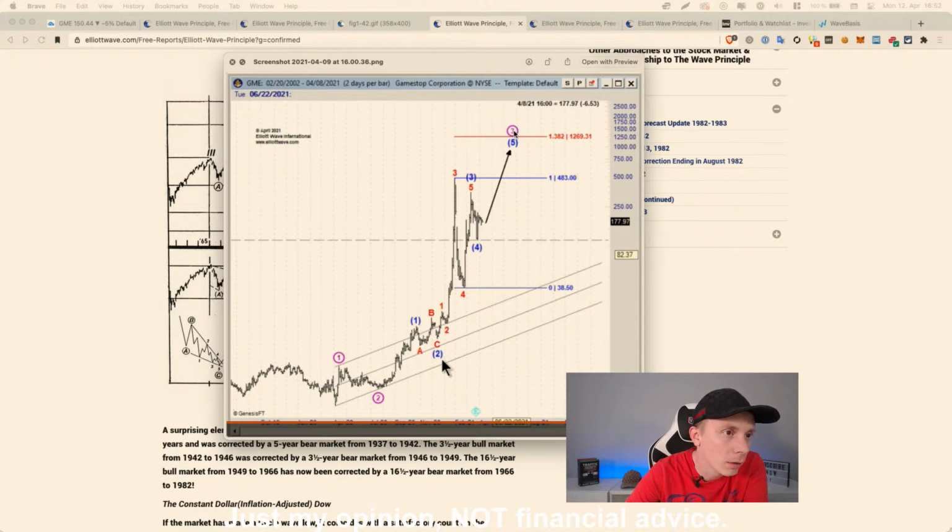wave 3 would be around 1250, and then you would have wave 4 of that purple or pink or whatever it is, and then wave 5. So it also doesn't consider how high wave 5 goes here. It's just about more or less the next wave, which would already take us beyond 1000.